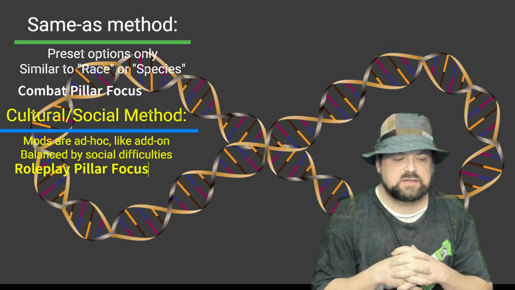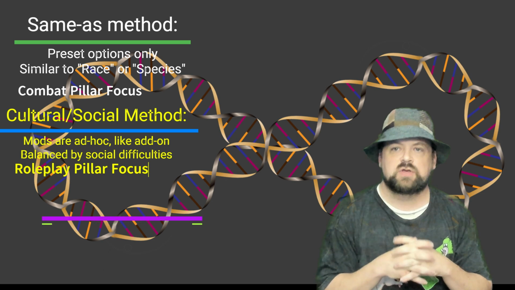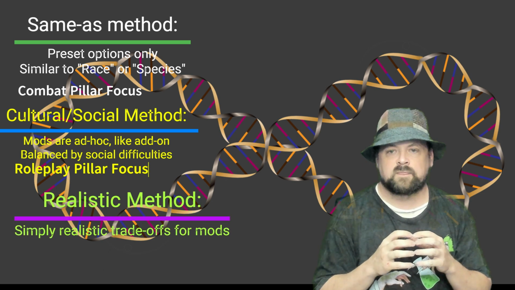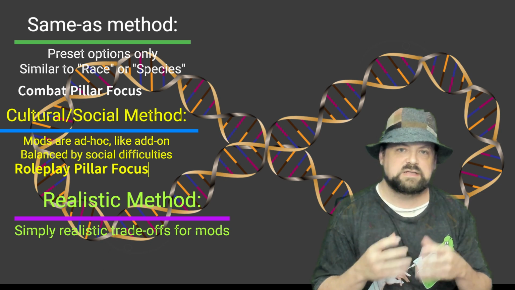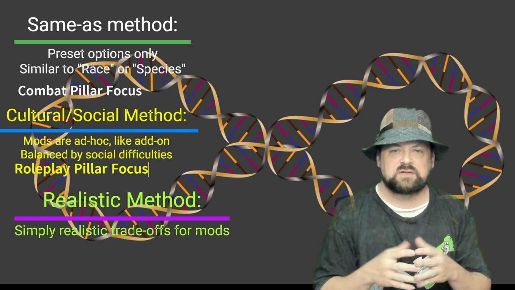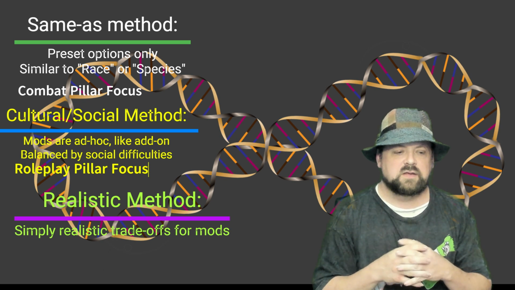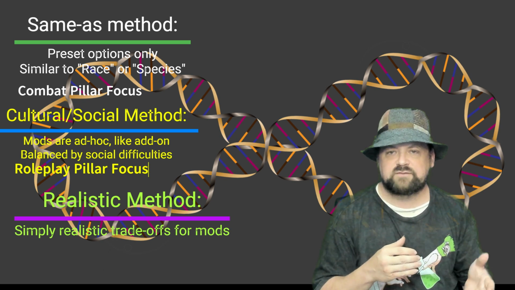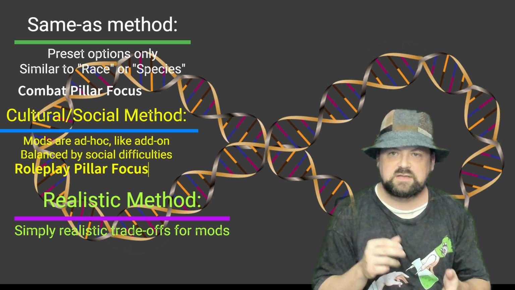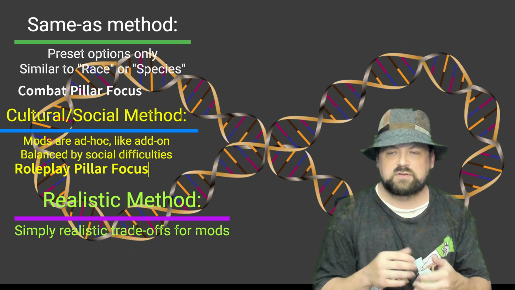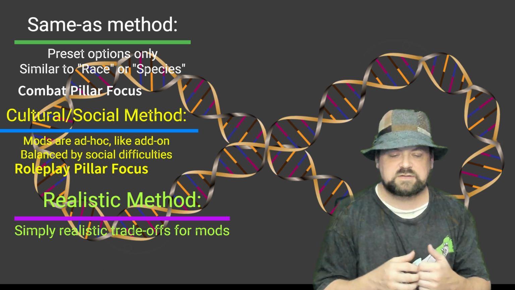The third method is realistic. So realistically, mods are automatic trade-offs. You don't really need to artificially put anything in to make there be a trade-off. With cyber mods, this is really obvious because you've got vulnerability to hacking, jamming, EMPs. Regular people in gene mods are not vulnerable to those things.